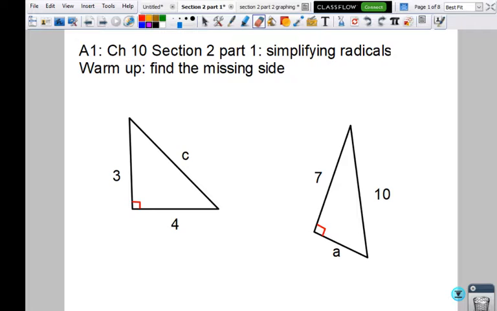Okay. So what we're going to be doing today is we're going to be working with radicals. Anybody know what a radical is? Somebody that's... It's me. I'm radical.